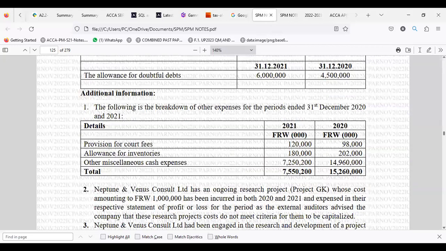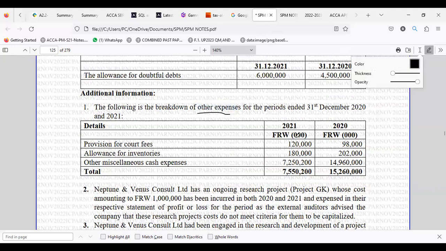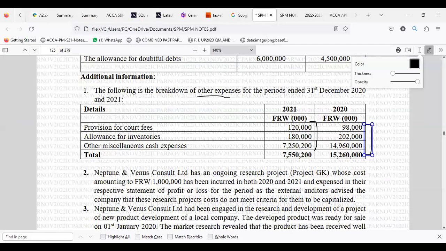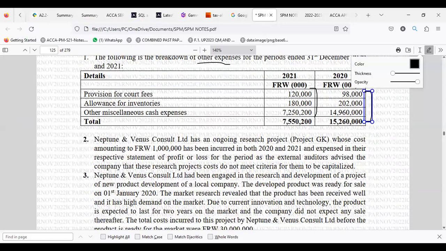Additional information. The following is a breakdown of expenses for the periods ended 31st of December 2020 and 2021. There is the breakdown of the other expenses. As you may see up there, it affects other expenses, so we'll have to check the other expenses against this breakdown and cross-check to verify. Other expenses are made up of provision for court fees, allowances for inventories, and then other miscellaneous cash expenses.